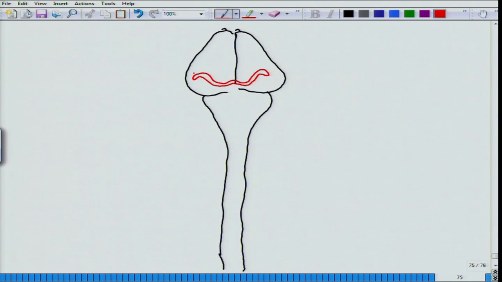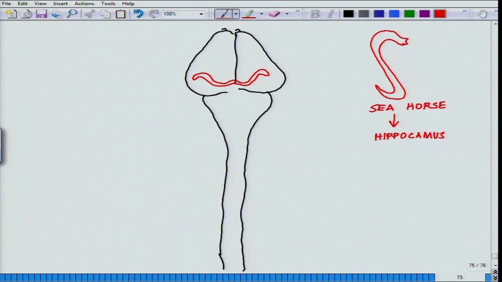A bilobed structure. Okay. If you look at the shape of this structure, if I had to put it like this, it is almost like this. The Greeks used to call this kind of animal a seahorse. And in Greek, the word for seahorse is hippocampus. So, this region of the brain, based on this, got the name hippocampus.